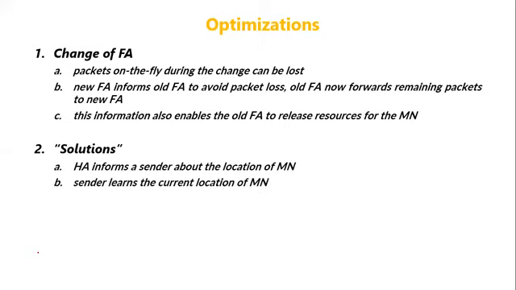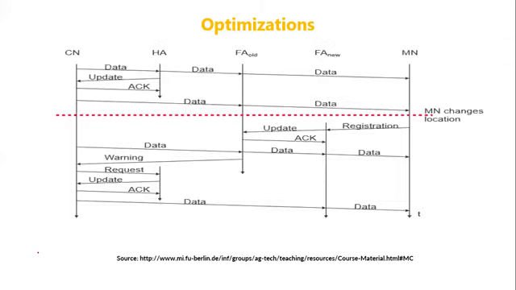And also the HA informs the sender about the current location of the mobile node. But the HA will not inform automatically. The sender should ask through a binding request. So if the sender places a binding request, then the HA will inform the sender about the location of the mobile node. Now the sender learns the current location of the mobile node and it will redirect the tunneling to that particular location. So let us see this with a timing diagram.